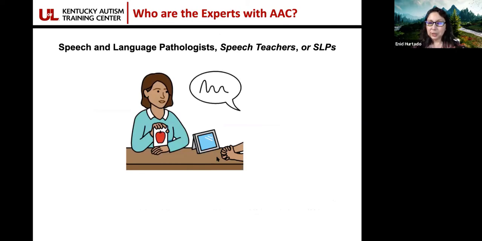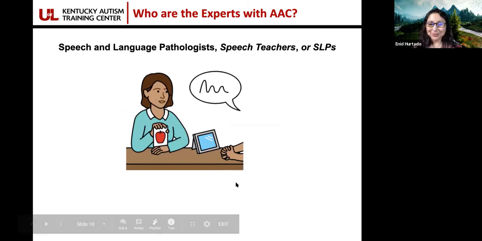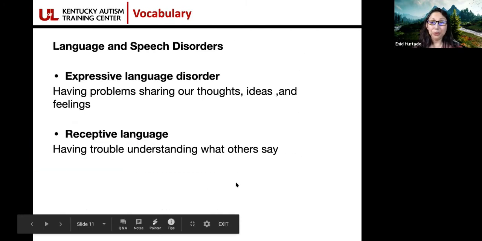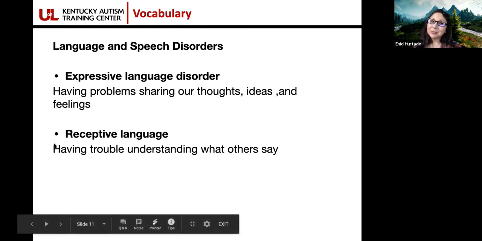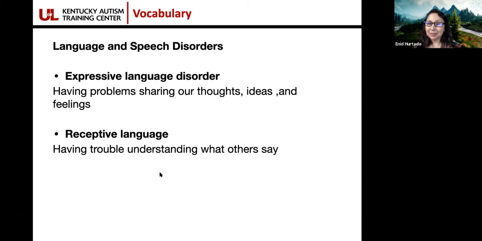But who are the experts, right? Who should decide if a student needs AAC or what type of AAC, especially when it comes to the alternative part of the AAC term? And that is usually the speech and language pathologist or speech teachers or SLPs, whatever it is that you usually refer to them by, or you refer to yourself by. And the reason is because they're the experts, right? If you're an SLP, you're the expert on expressive language disorders and receptive language disorders, hence the SLP, right?